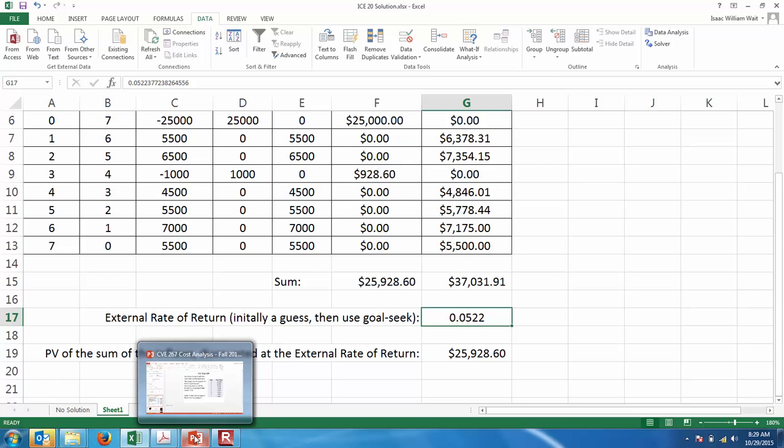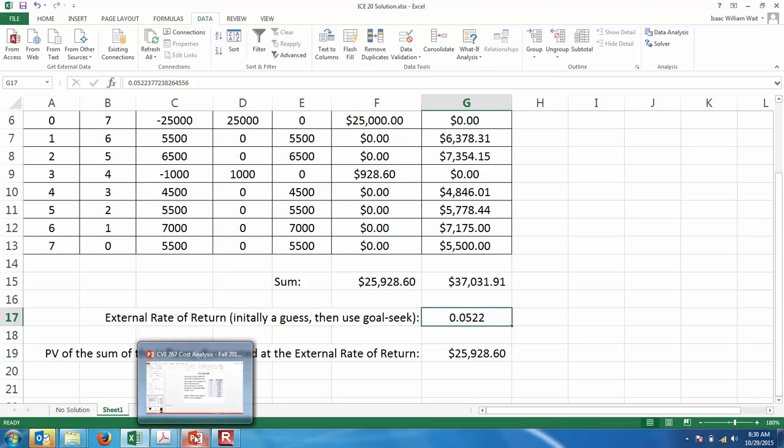Who can explain to me what is the external reinvestment rate? Anybody know what that is? No? You're thinking internal rate of return. Okay.